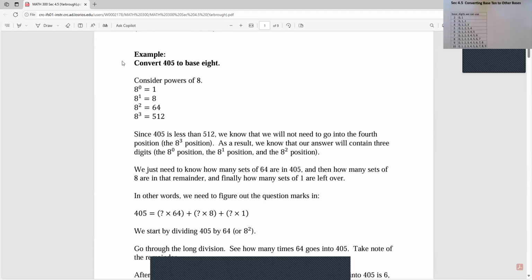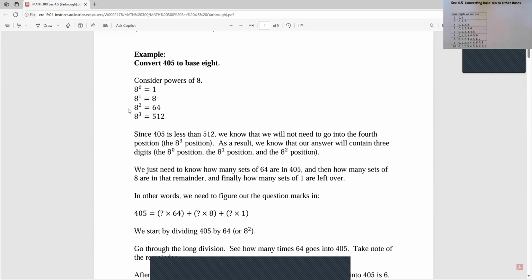But say we wanted to convert the number 405 into base 8. The first thing we would do is start looking at powers of 8. See 8 to the 0 power, 8 to the first power, 8 to the second, 8 to the third. You notice that 8 to the third is bigger than 405, so 8 to the third power is 512, but 405 is not that big. So we're not going to need the 8 to the third power's position. We're going to need the 8 to the second power's position.